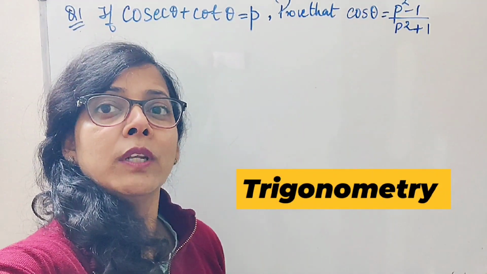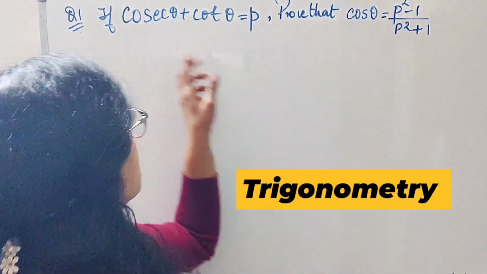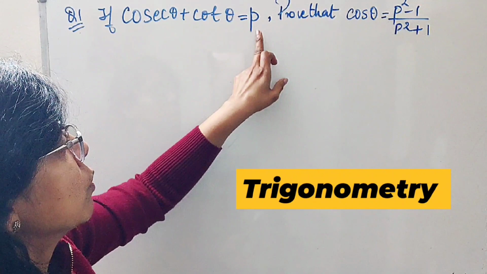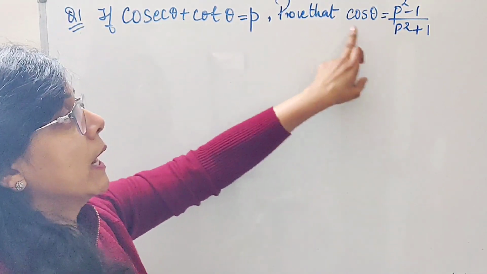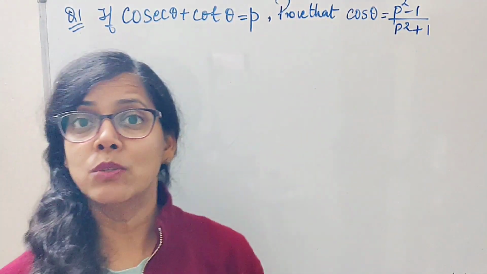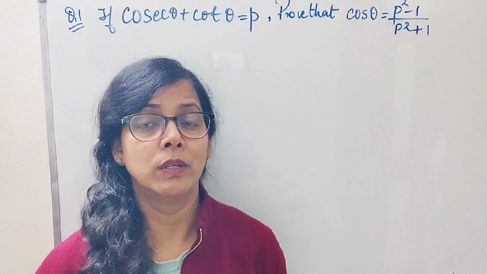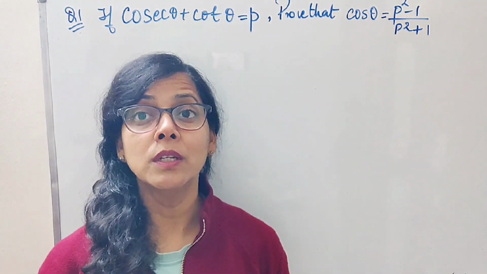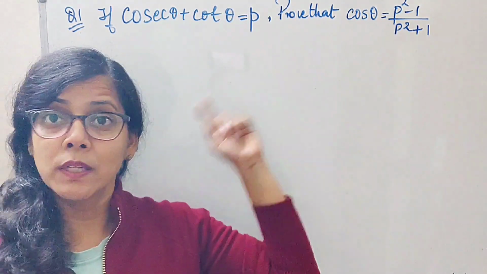So question number 1 I have written on the board. Question number 1 is, if cosec theta plus cot theta is equal to p, we have to prove that cos theta is equal to p square minus 1 upon p square plus 1. So how are we going to start this question? In this question, cosec and cot are given to us.